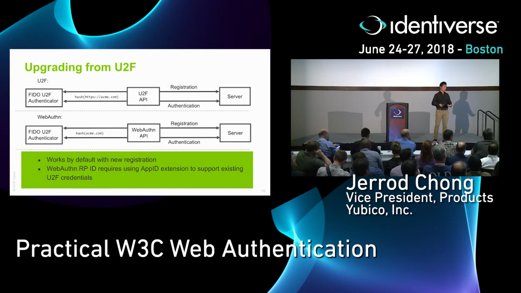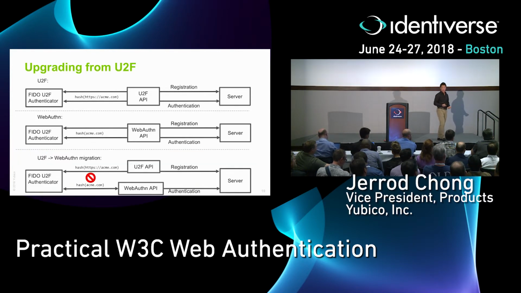New registration with an existing U2F authenticator. But it kind of breaks down if you already registered a U2F credential and you're going to use it against a WebAuthn JavaScript API. Why? Because the hashes don't match. So how do we solve this? We thought about this.